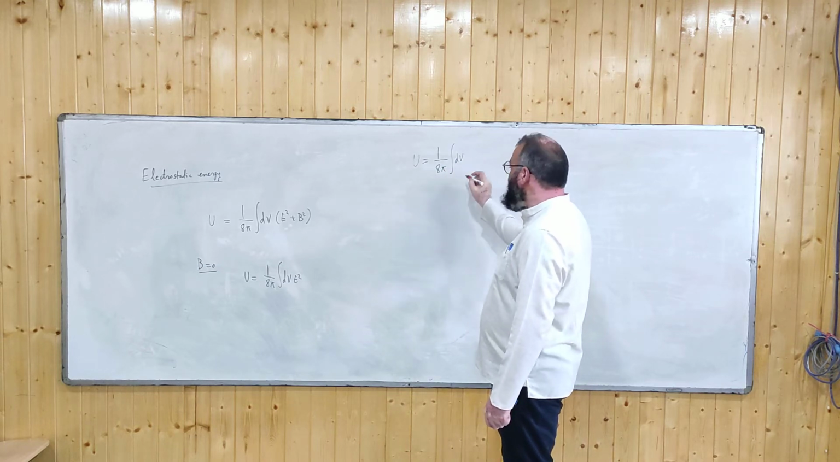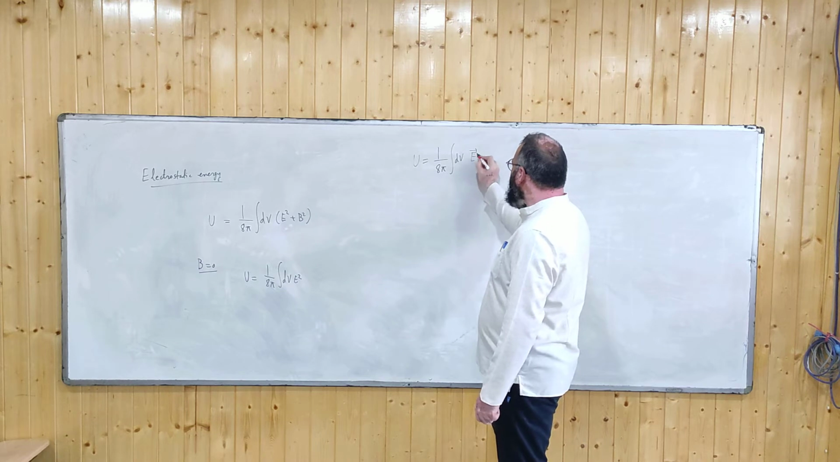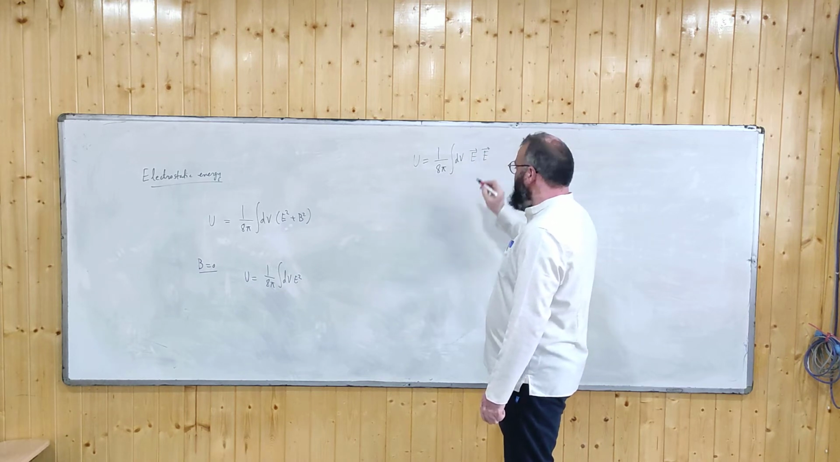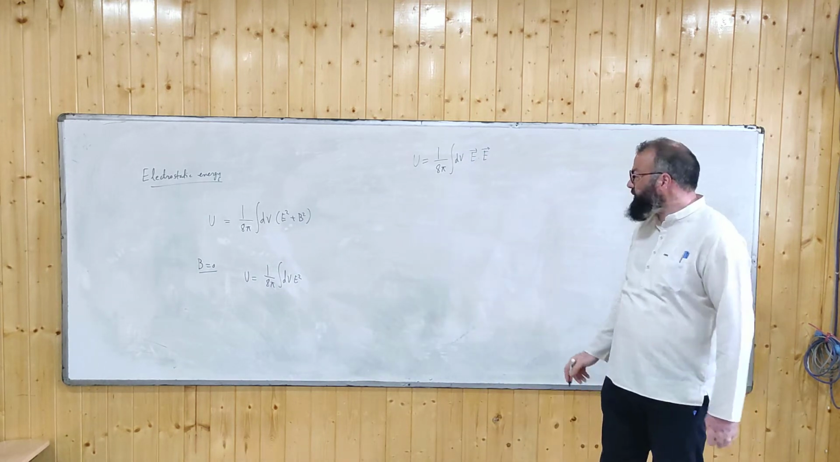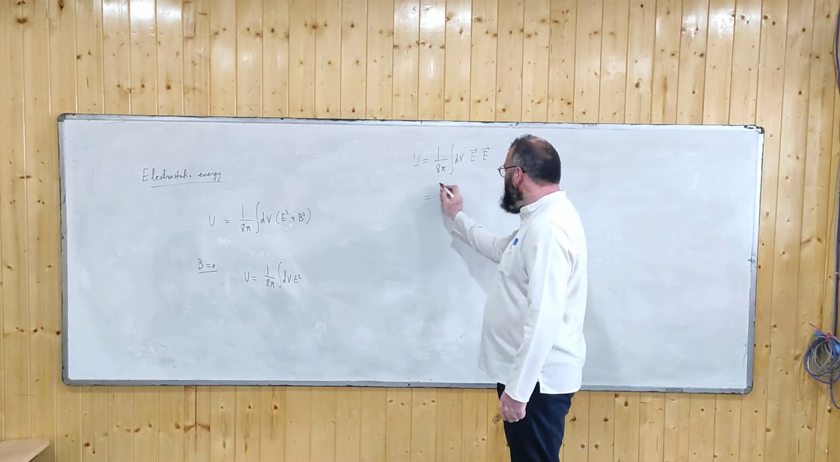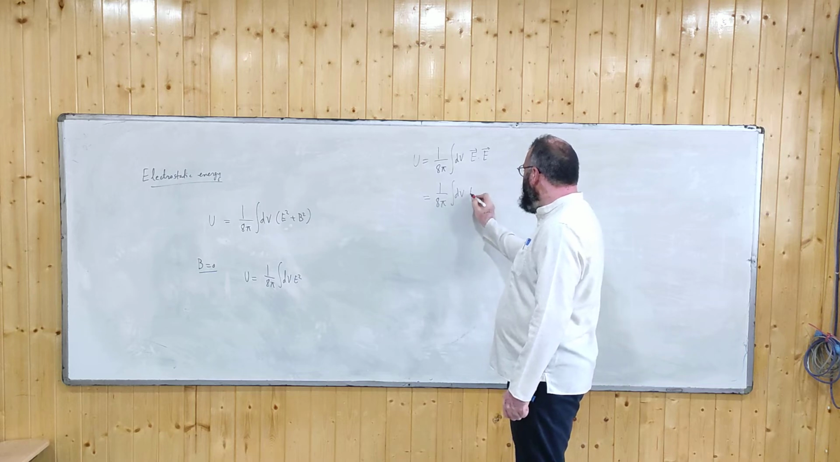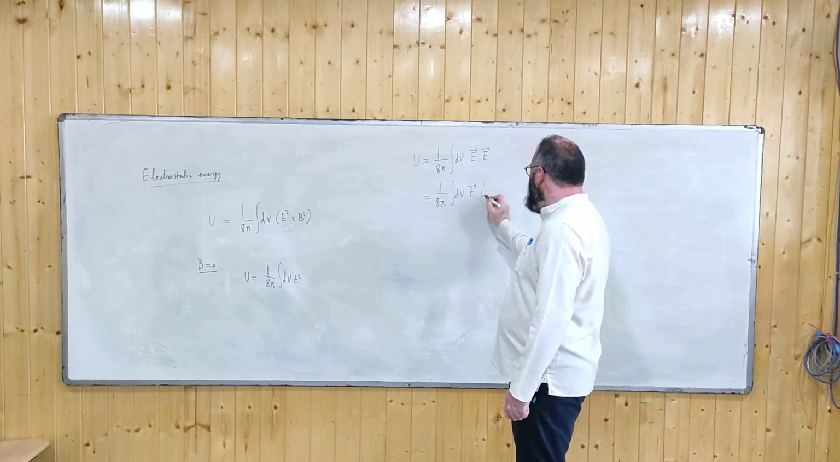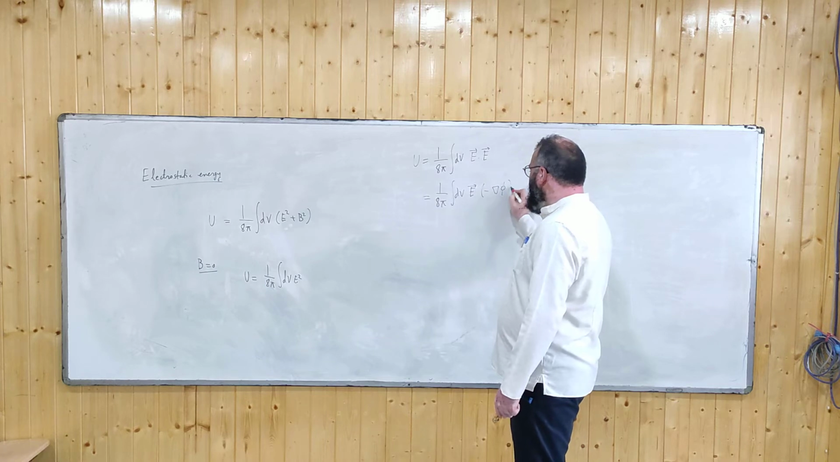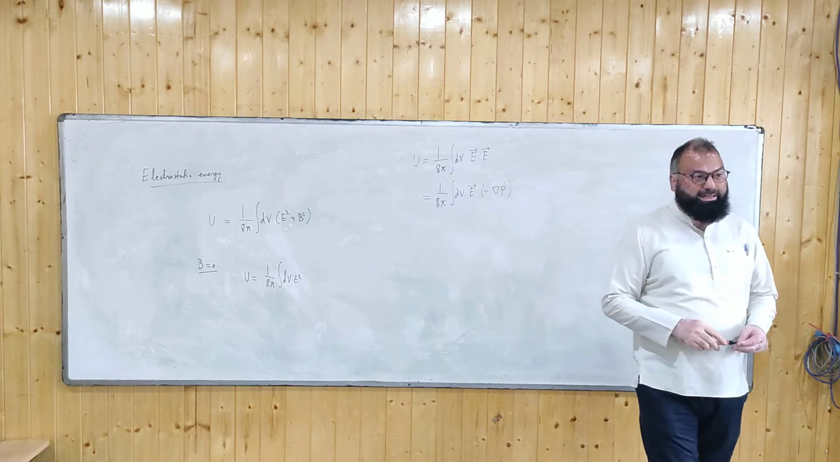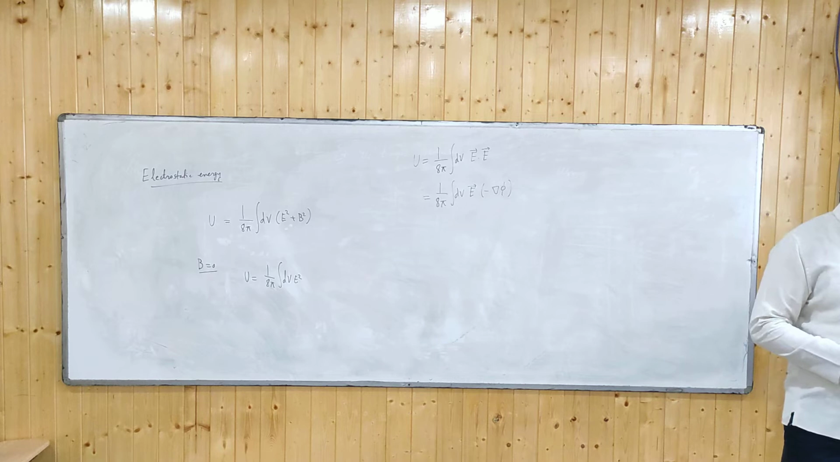So you have dV. I can write this simply as E dot E dV, and E dot E is E squared. For one of the E's, let me write minus del of phi. For the electrostatic field, I can write that.